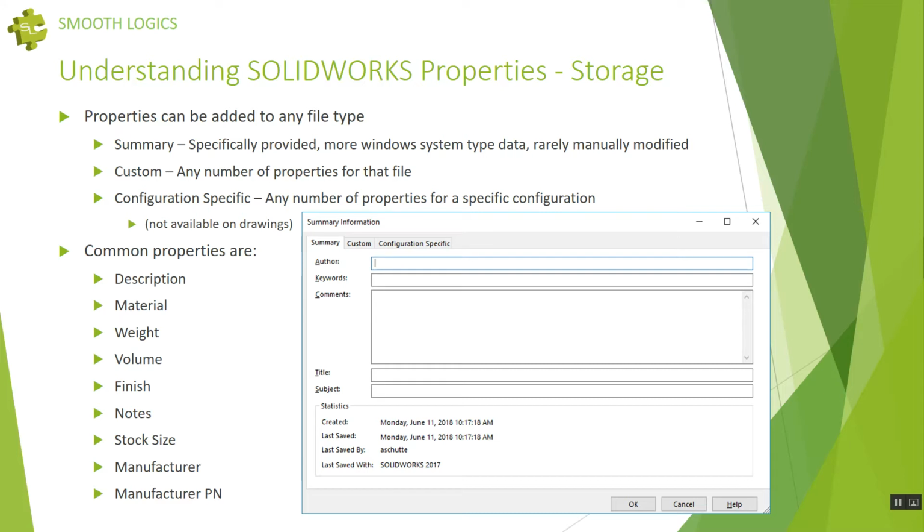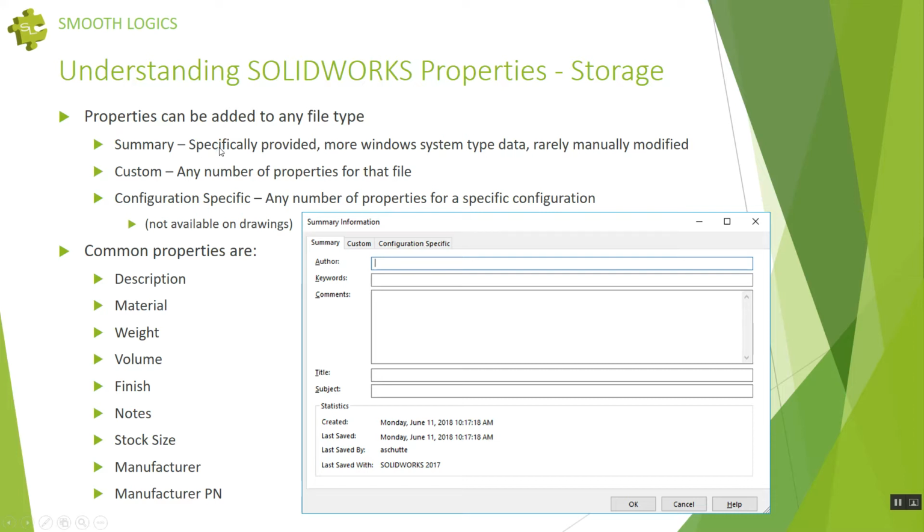So the first thing here is understanding SOLIDWORKS properties and where they're stored. If anybody's ever gone to file properties or a hotkey in SOLIDWORKS, you're familiar with the summary information, and then there's a custom and configuration specific tab. All of the properties are stored in SOLIDWORKS files. The drawing files don't have a configuration specific tab, because there are no configurations for drawings. From a 3D model standpoint, it would look like this, and drawings wouldn't have the configuration specific.